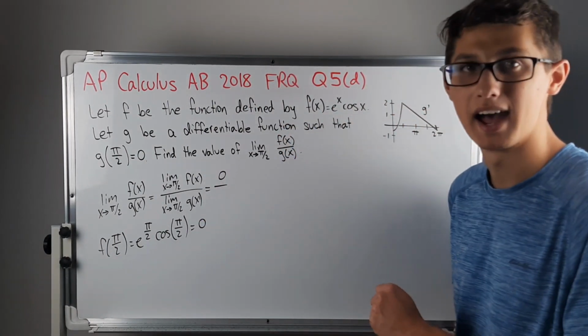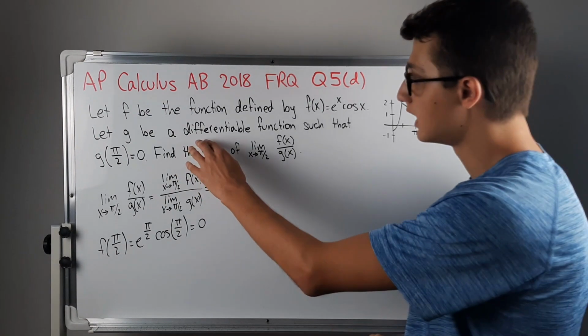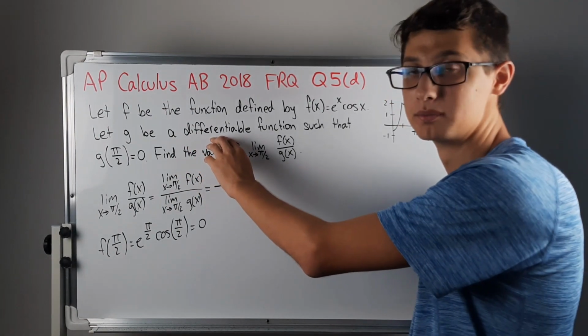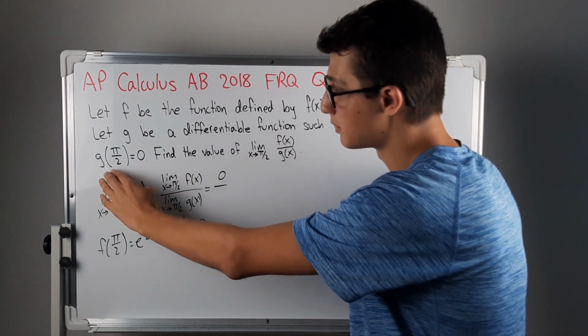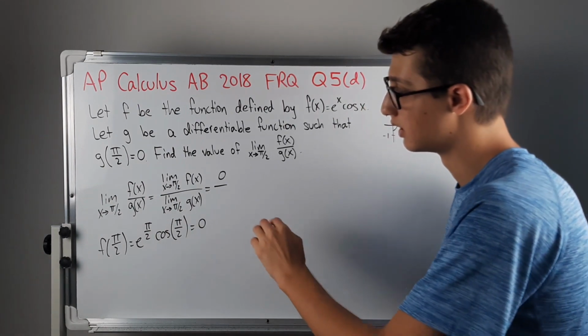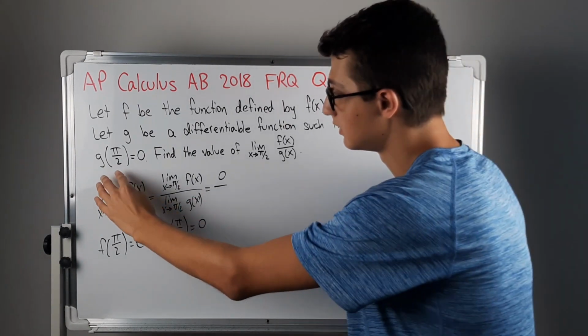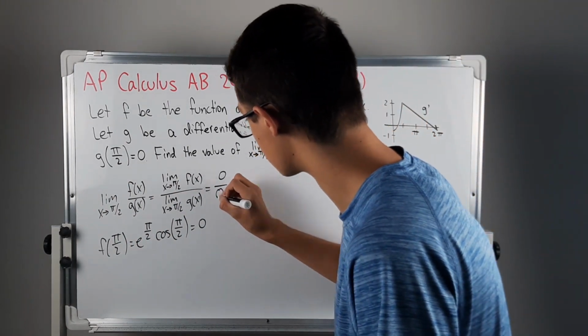Now the limit as x approaches pi over 2 of g of x, well, g is differentiable. That means it's continuous, and so g of pi over 2 is equal to the limit as x approaches pi over 2 of g of x. So that means that this is equal to g of pi over 2, and that's 0. So this is also 0.